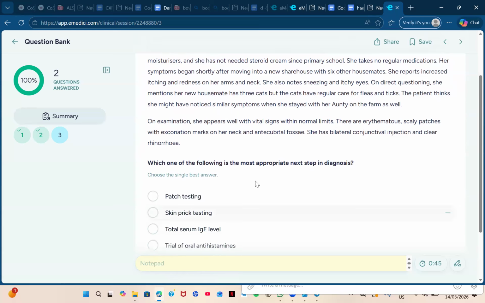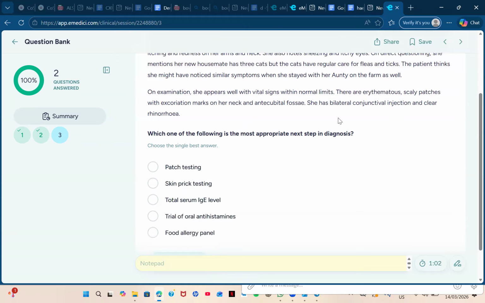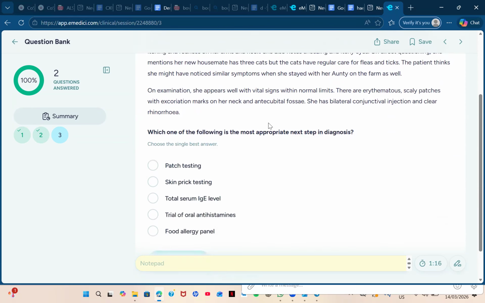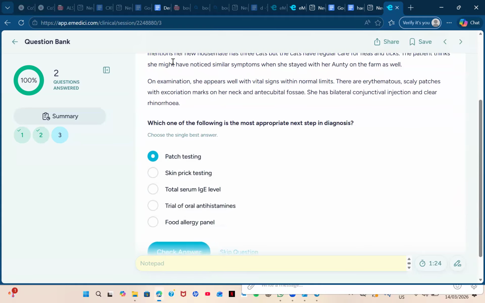She mentioned her new housemate has 3 cats, which get regular care for fleas and ticks. The patient thinks she might have noticed similar symptoms when she stayed with her aunt on the farm as well. On examination, she has bilateral conjunctivitis, erythematous scaly patches with excoriation marks on her neck and antecubital fossa, and clear rhinorrhea. Which one of the following is the most appropriate next step in diagnosis? What do you think, doctors?